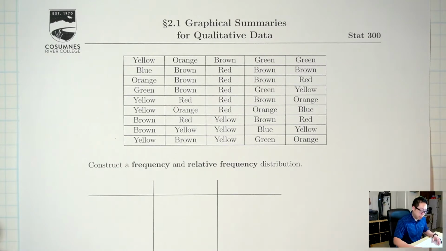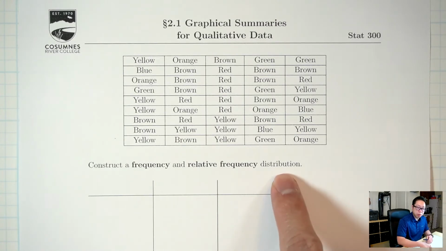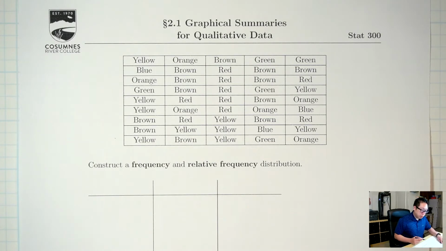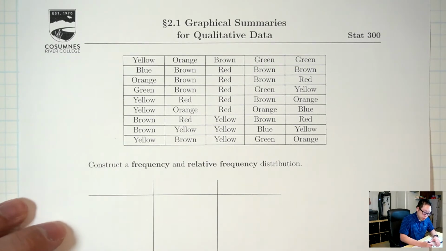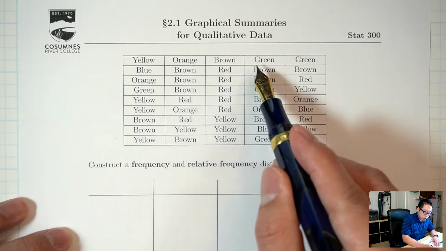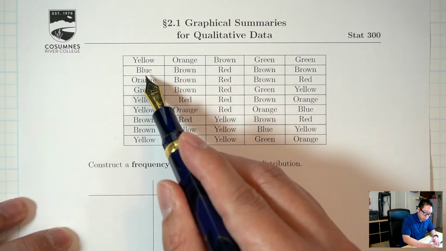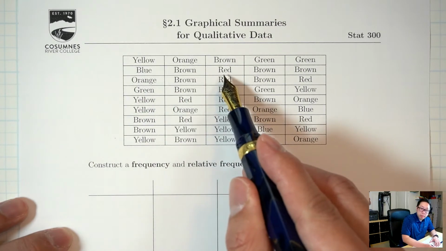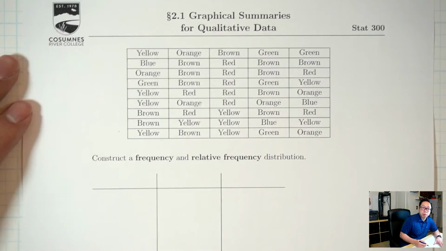So here I have colors. These are colors of M&Ms. So colors are words. So this is going to be qualitative data. The first thing I'm going to do is summarize my data using a table. So distribution is just another word for make a table. I'm going to start by listing out all of my possible data values, so all of my possible colors. So I have yellow, orange, brown, green, blue, red.